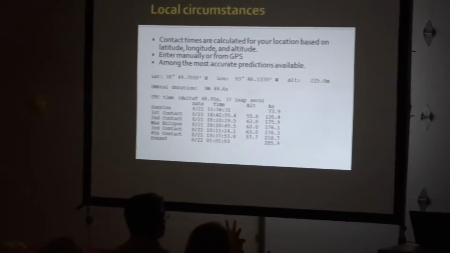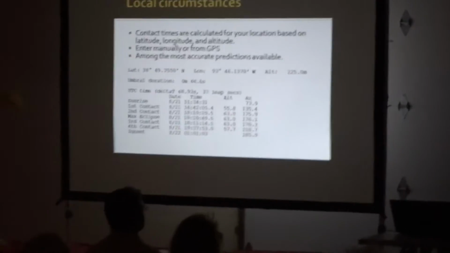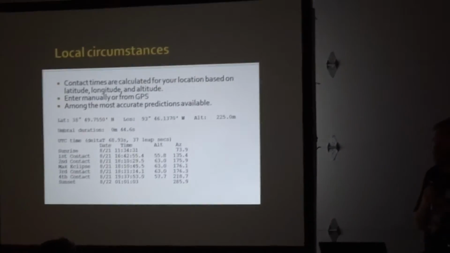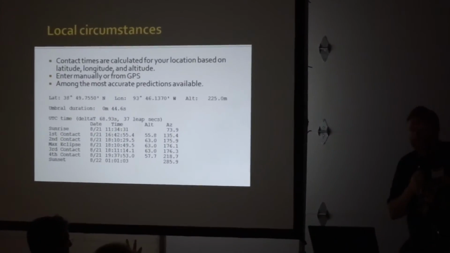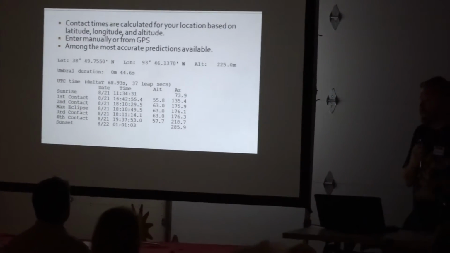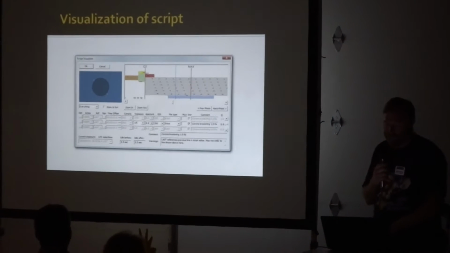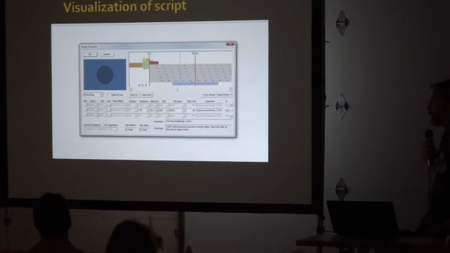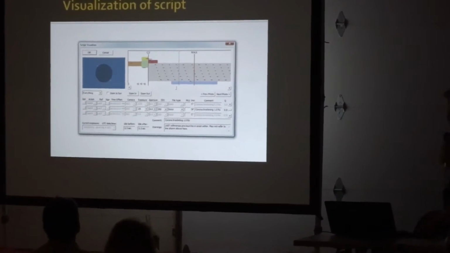So you've always got to get this prediction for your spot the day of while you're sitting there. Because I may set up over here, I may go over to a relative's house around the corner. Well, that's going to be a couple seconds different in the times of the eclipse. So now, you've got your script kind of set up. This is the tool to visualize it.